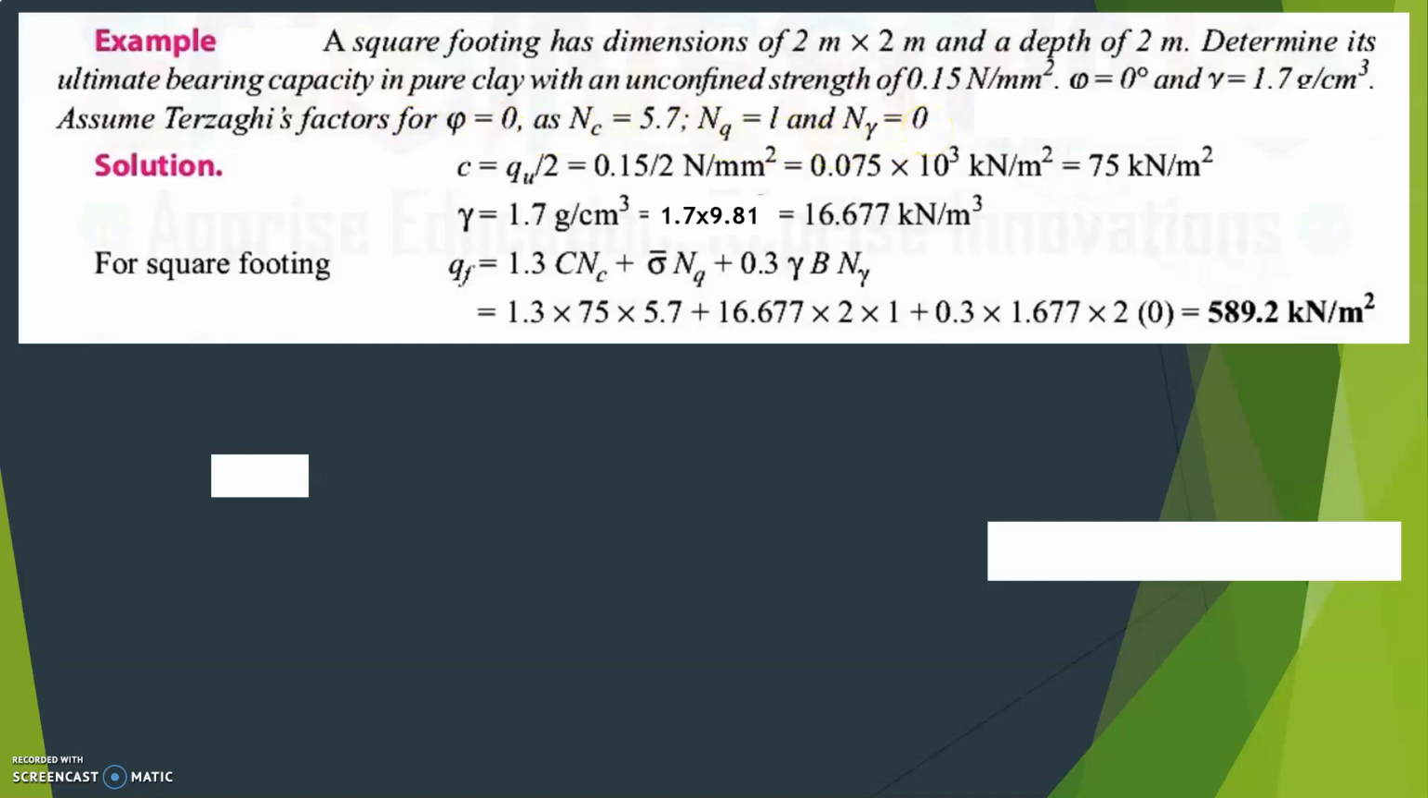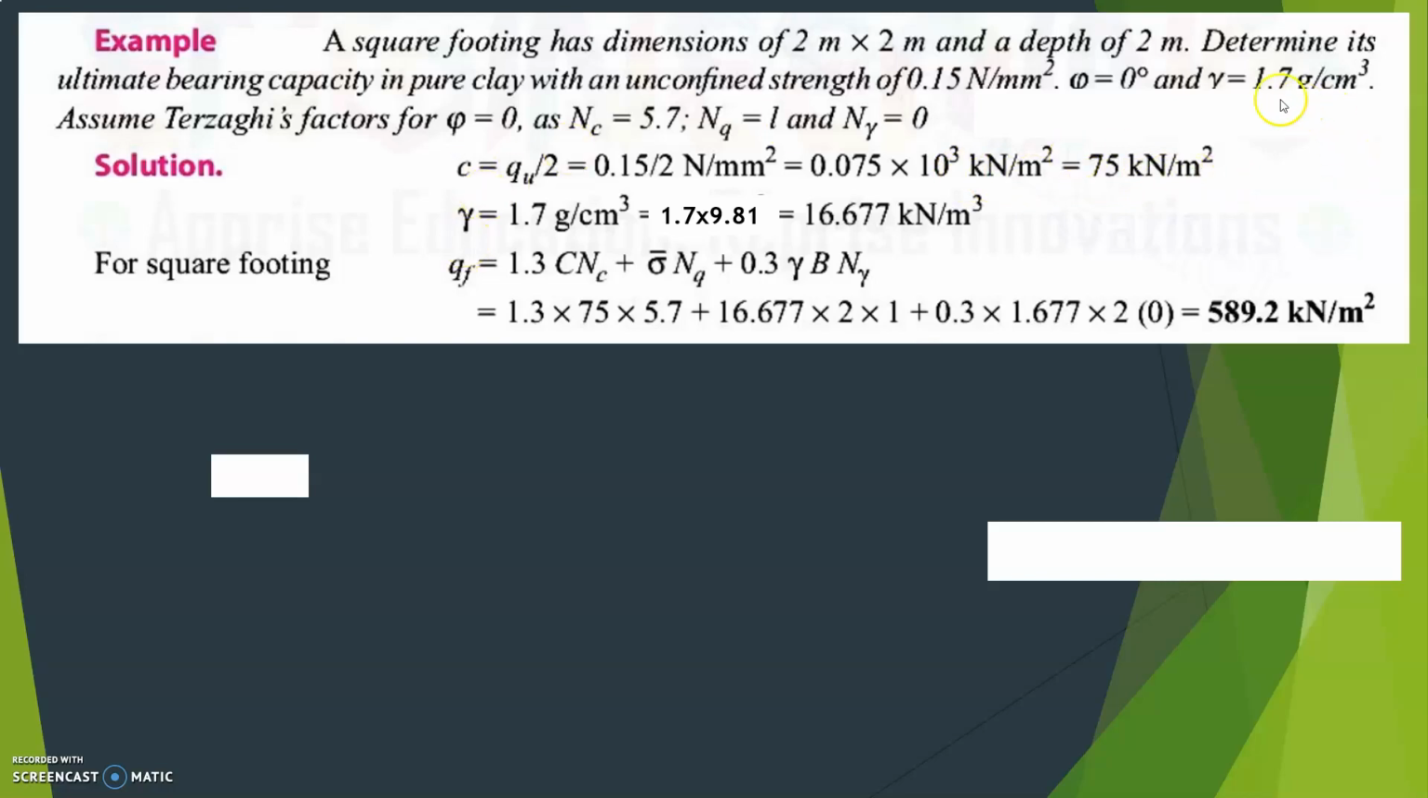What is the change? Difference means here when there is an unconfined strength, you have to calculate QU. So C is equal to QU by 2. This you have to remember always. When there is an unconfined strength, then C value can be calculated, that is equal to QU divided by 2. Then remaining things are same. So C is equal to 0.15 divided by 2, that is equal to 0.075 into 10 raised to 3 kilonewton per meter square, or 75 kilonewton per meter square.